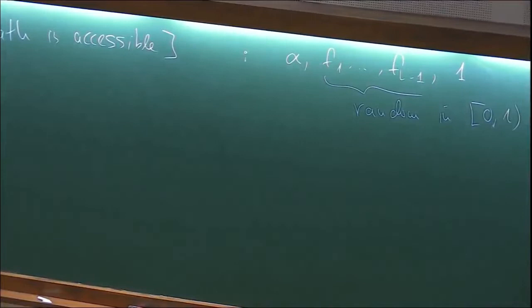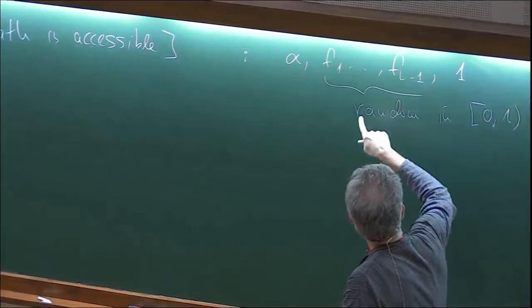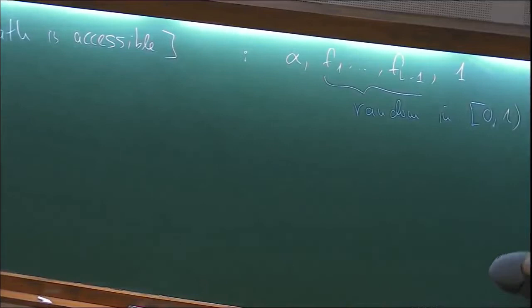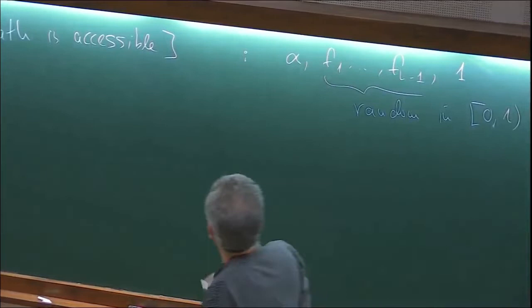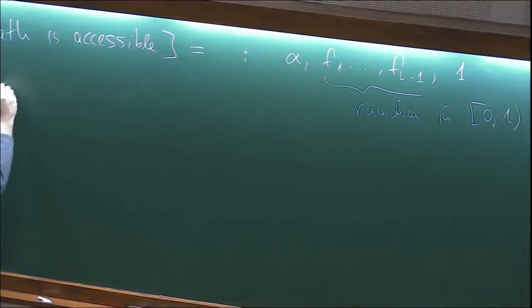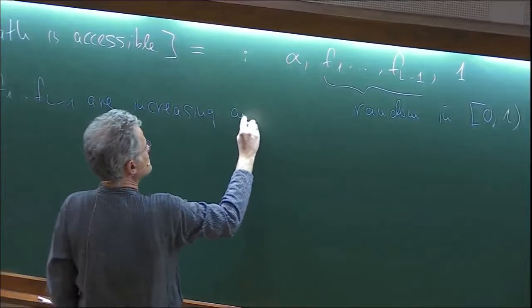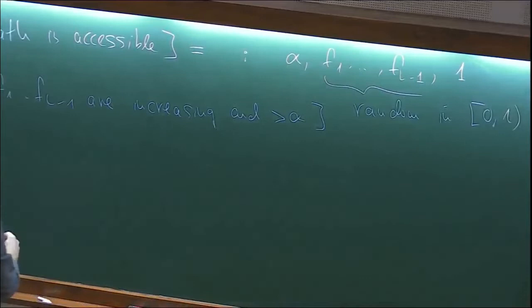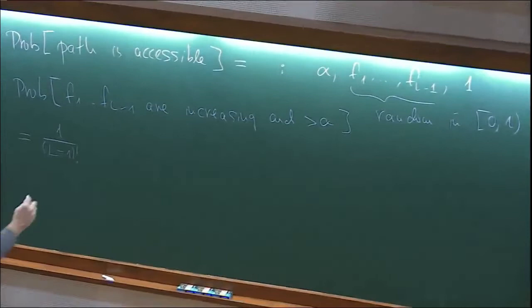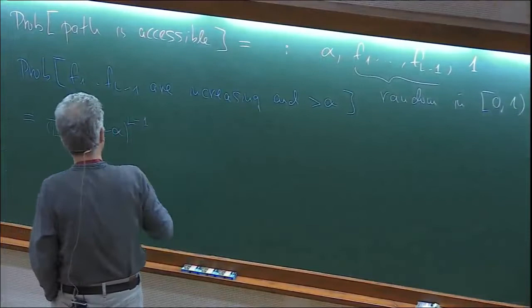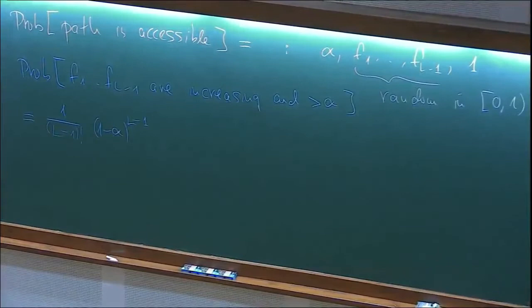Well, now I need these L minus 1 random variables to be increasing, but I also need all of them to be bigger than alpha, right? If one of them is smaller than alpha, then the path is not accessible. Okay, so this is a probability that F1 up to F L minus 1 are increasing and greater than alpha. Now the probability that they are increasing is, as yesterday, 1 over L minus 1 factorial. And the probability that they are all greater than alpha is 1 minus alpha to the power L minus 1. So the probability that one of them is greater than alpha is 1 minus alpha. The probability that they all are greater than alpha is 1 minus alpha to the L minus 1.